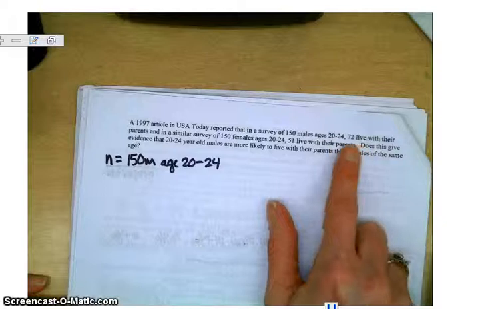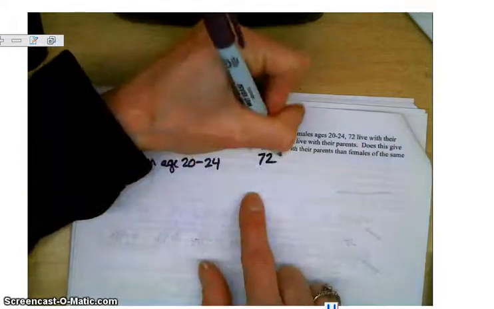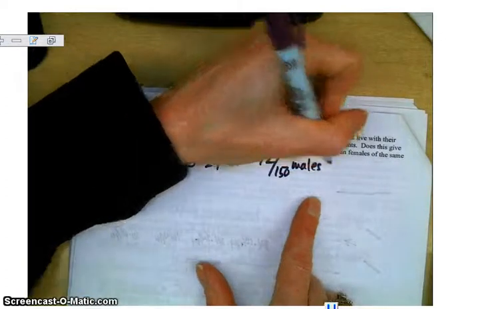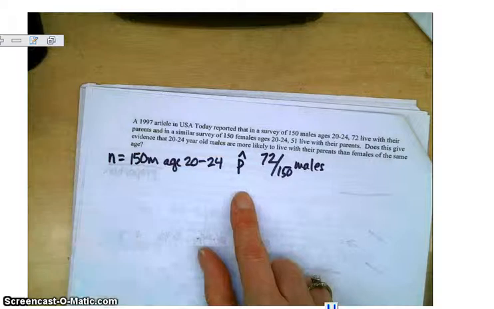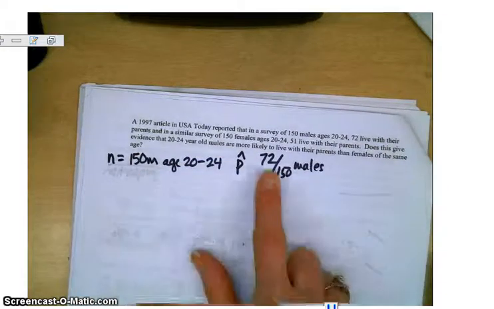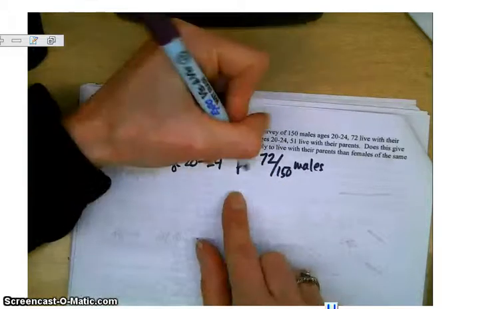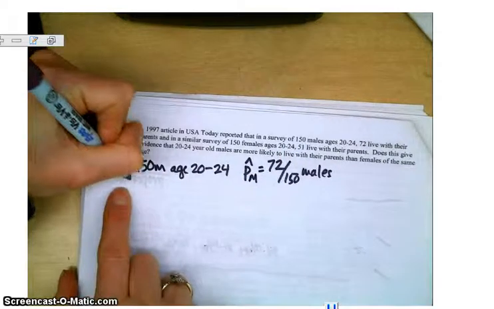Okay, 72 of those live with their parents. So 72 out of 150 males live with parents. So that is a proportion. That's actually a sample proportion. So basically I've got a number of males and a number that live with their parents, so I can write that as a proportion. I'm going to call this p hat of males, M, and this will be N of the males.